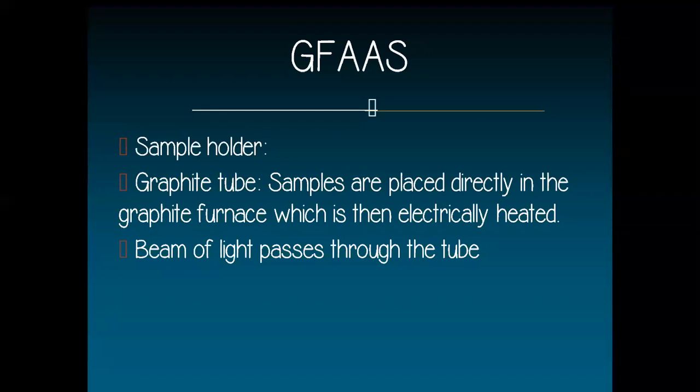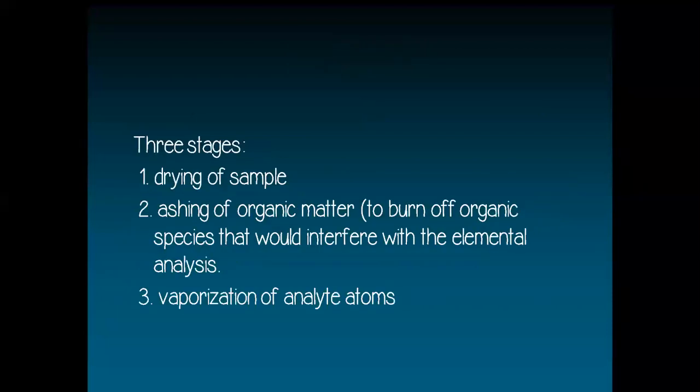Now, in graphite furnace atomic absorption spectroscopy, that is GFAAS, the sample holder is basically a graphite tube where the samples are placed directly in the graphite furnace, which is then electrically heated, and a beam of light passes through the tube. Now, there are three stages which the sample undergoes.